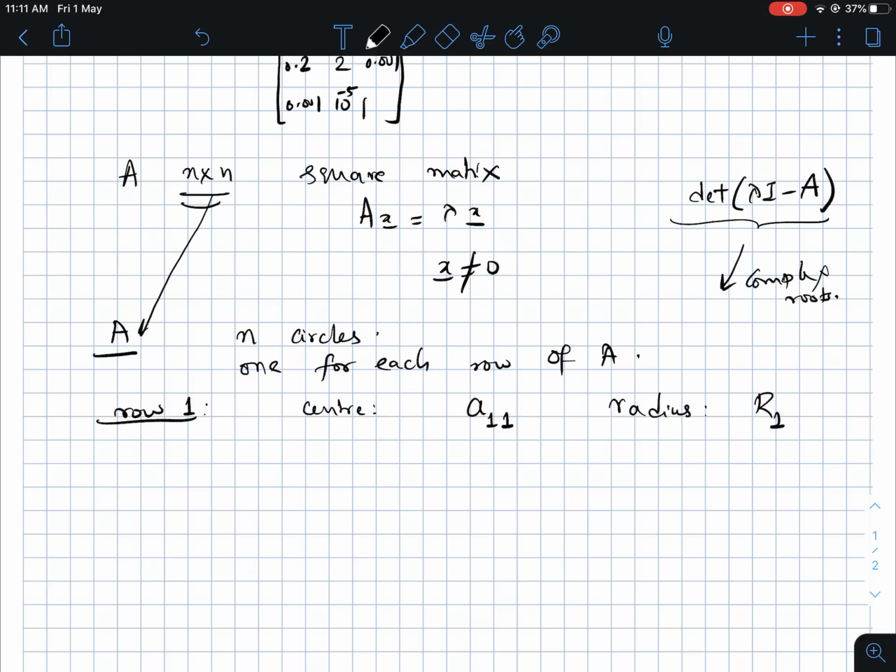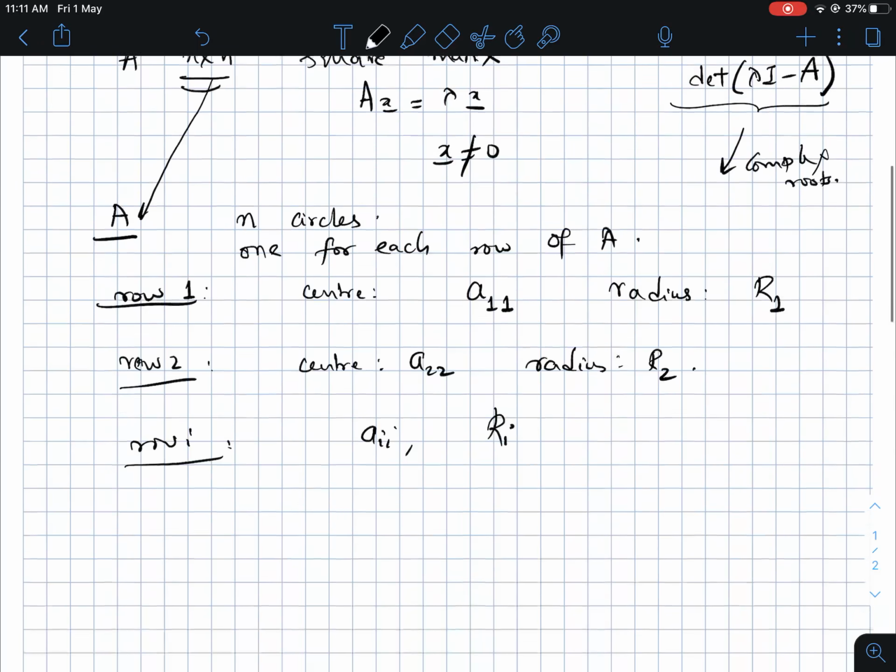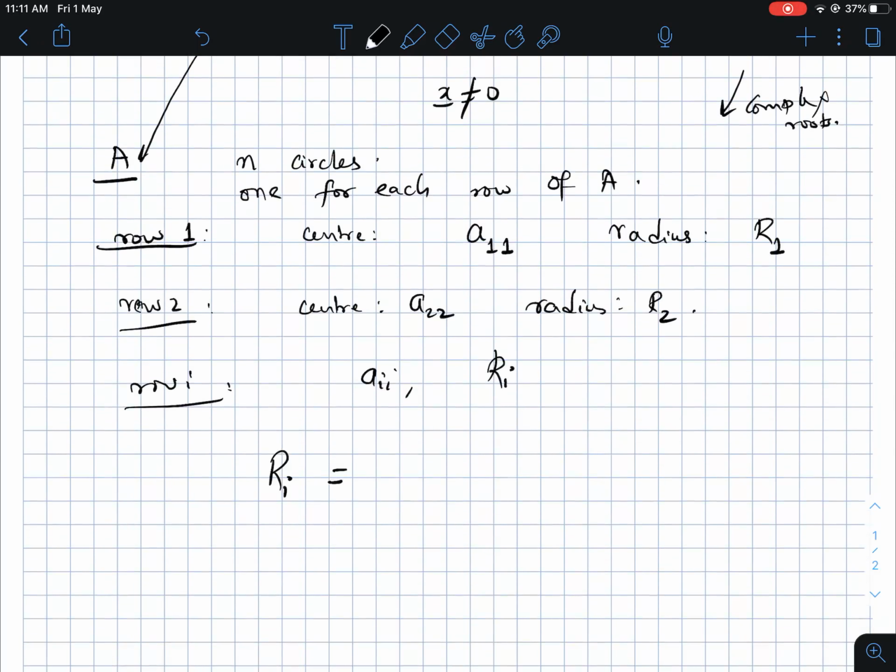For the first circle, the center will be the first diagonal entry A11. For the second circle, circle 2, the center will be A22, and the radius, let's call it R2. In general, for row i, the center will be Aii and the radius will be Ri. So I'll construct n circles. The centers of the circles are the diagonal entries of the matrix, and the radius essentially represents how far the eigenvalue goes. That's going to be the statement of the theorem in a minute.